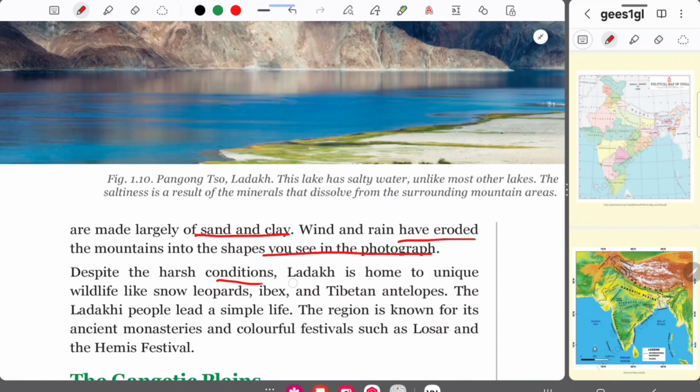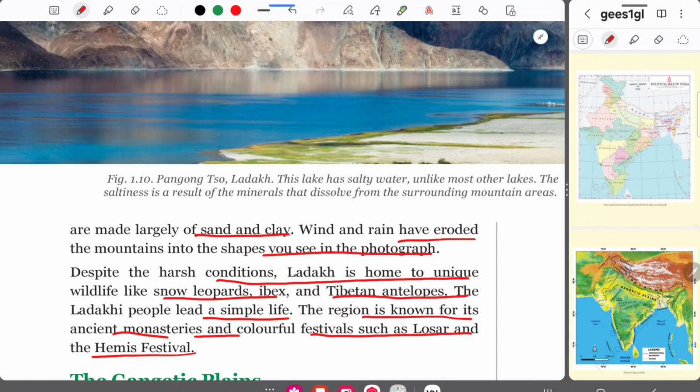And despite the harsh condition, Ladakh is home to unique wildlife like snow leopard, ibex and Tibetan antelopes. The Ladakhi people lead a simple life. The region is known for its ancient monasteries and colorful festivals such as Losar and Hamis festival.